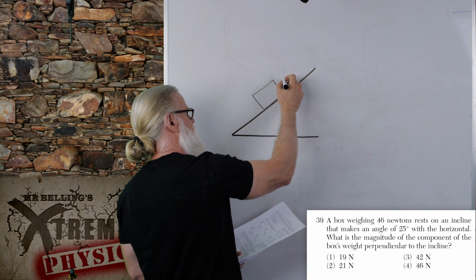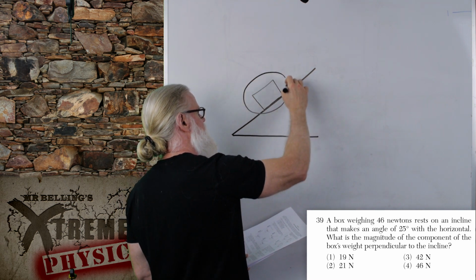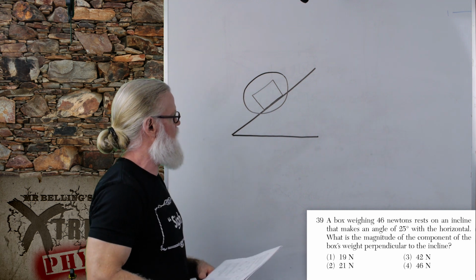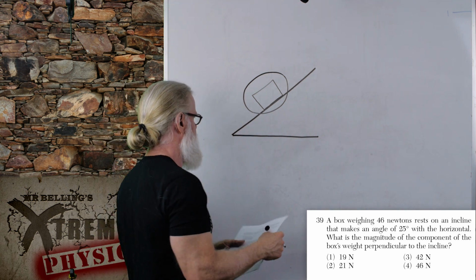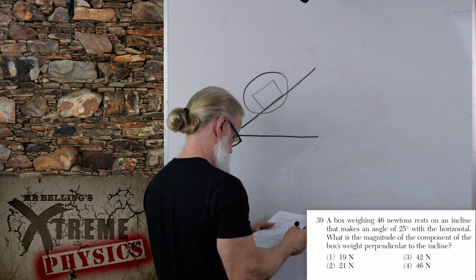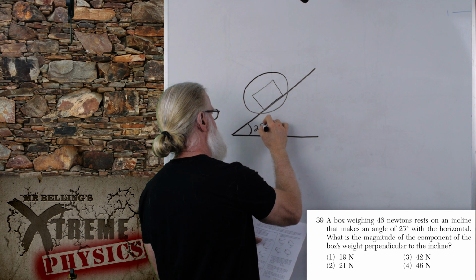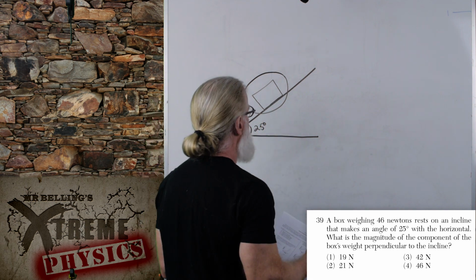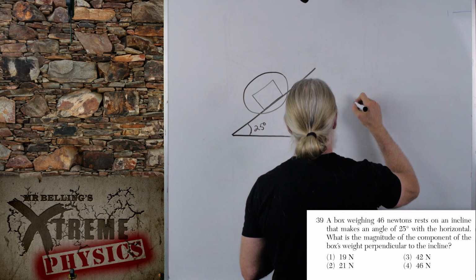Nice. I'm psychic. All right, I got to circle the object of interest. That way I understand the contact forces. The only thing in contact with the box is the inclined plane. And what angle is this? That's 25 degrees. All right. Now, I'm going to draw my coordinate system.